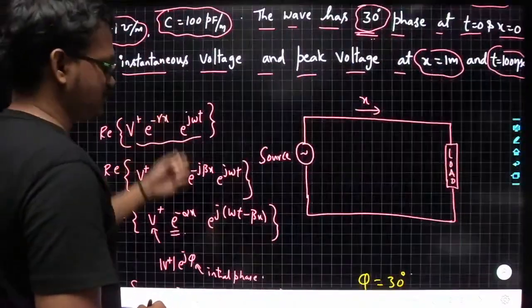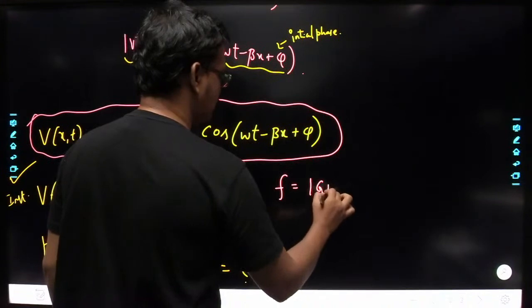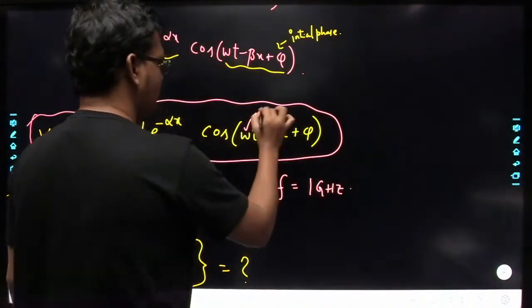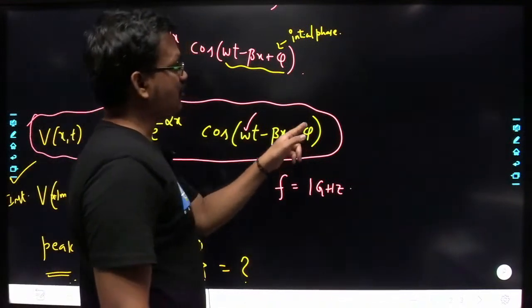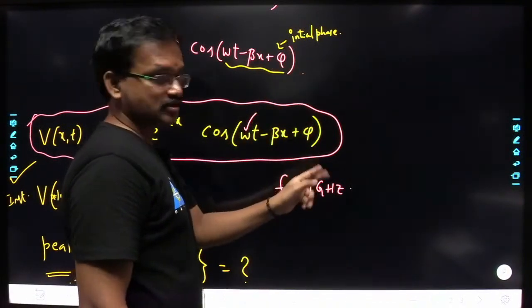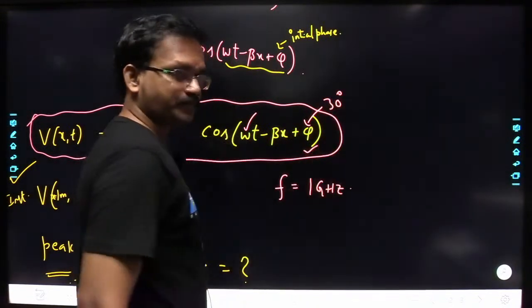Frequency is 1 gigahertz, right? So they have given the frequency as 1 gigahertz. That means we know the omega value. Understood? And we know this phi here. Phi is nothing but the initial phase, and they have given it as 30 degrees. So we know this phi also, right?